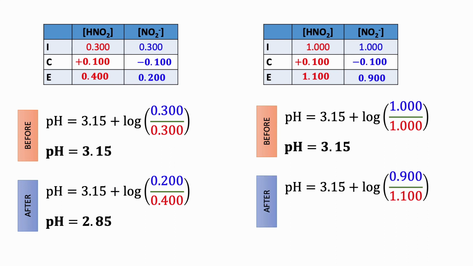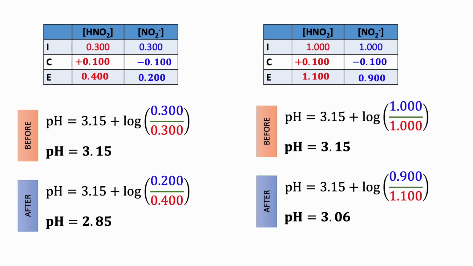Now, after we added the acid, our pH is going to be 3.15 plus the log of 0.9 divided by 1.1. And that gives us a pH of 3.06. So now look at the difference between our after pHs. When we only had 0.3 moles of acid and conjugate base, it dropped by 0.3 pH points, whereas if we had a whole mole of acid and conjugate base, the pH dropped by only 0.09 pH points.